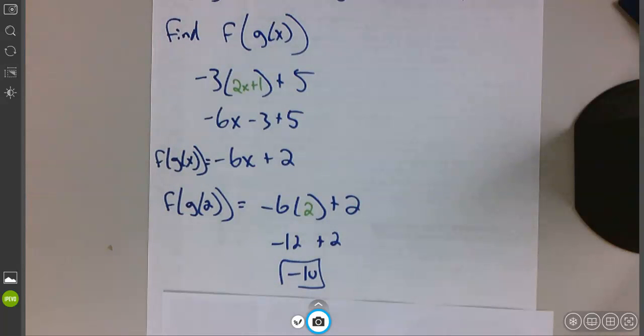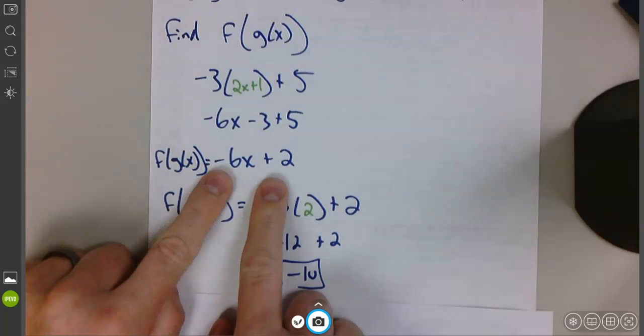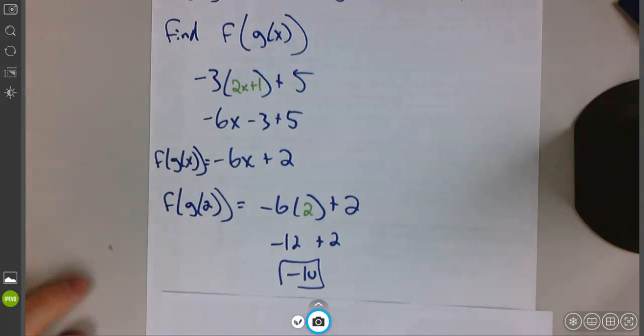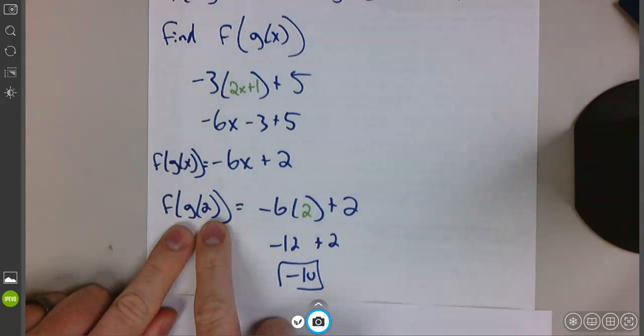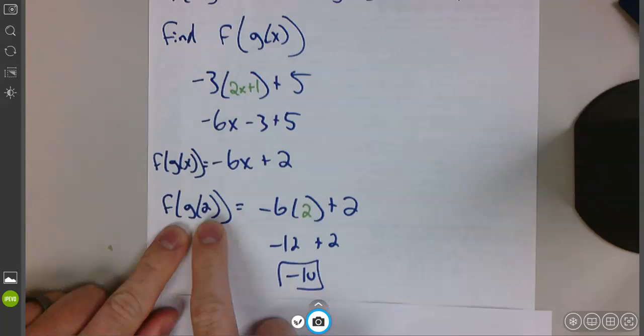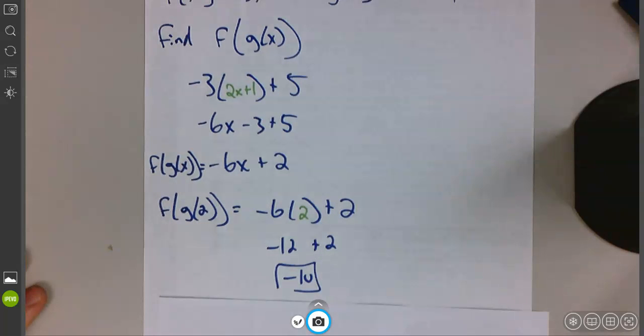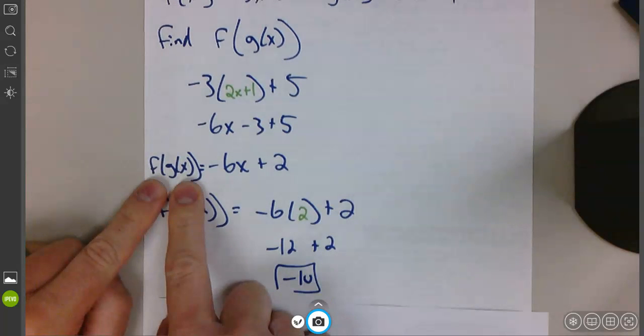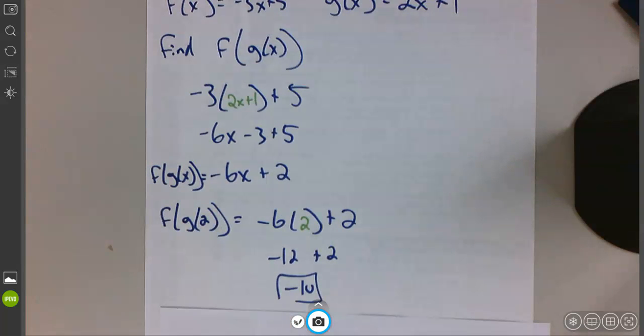One was taking it in pieces. One was getting a formula to find any one I want. If you're having to only do one number, then probably taking it in pieces would be easier. If you're having to evaluate a bunch of these, it would make more sense to come up with a single formula that you can use over and over and over.